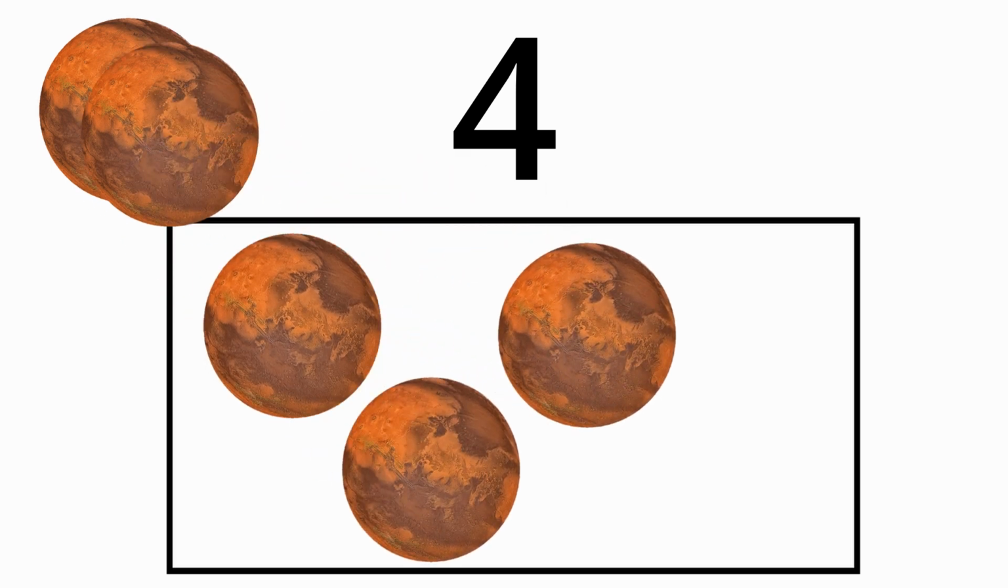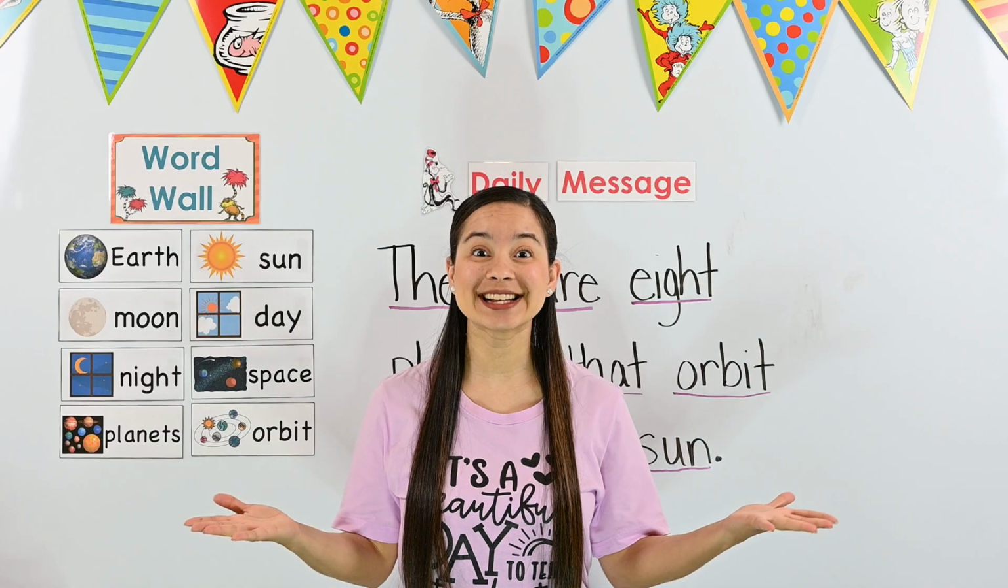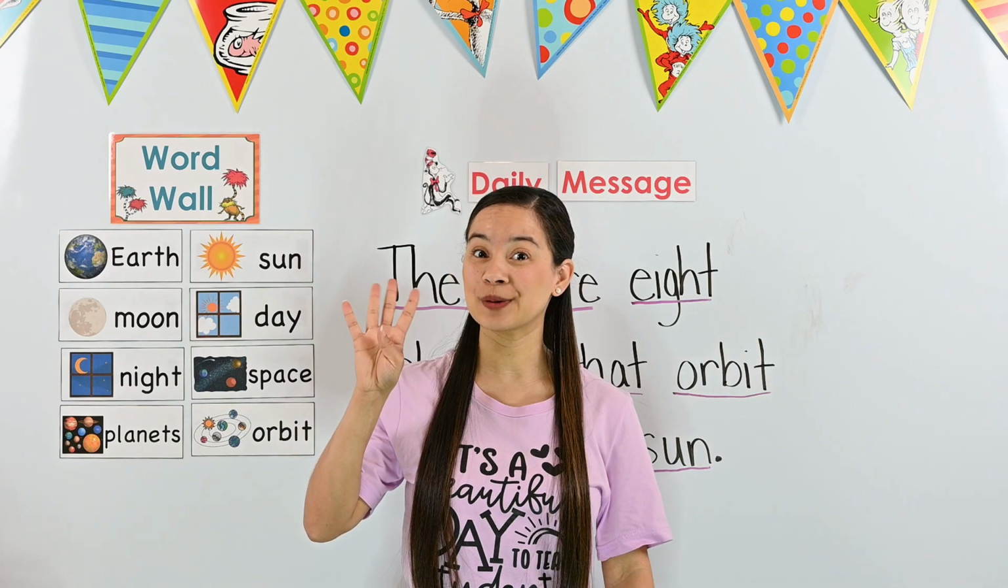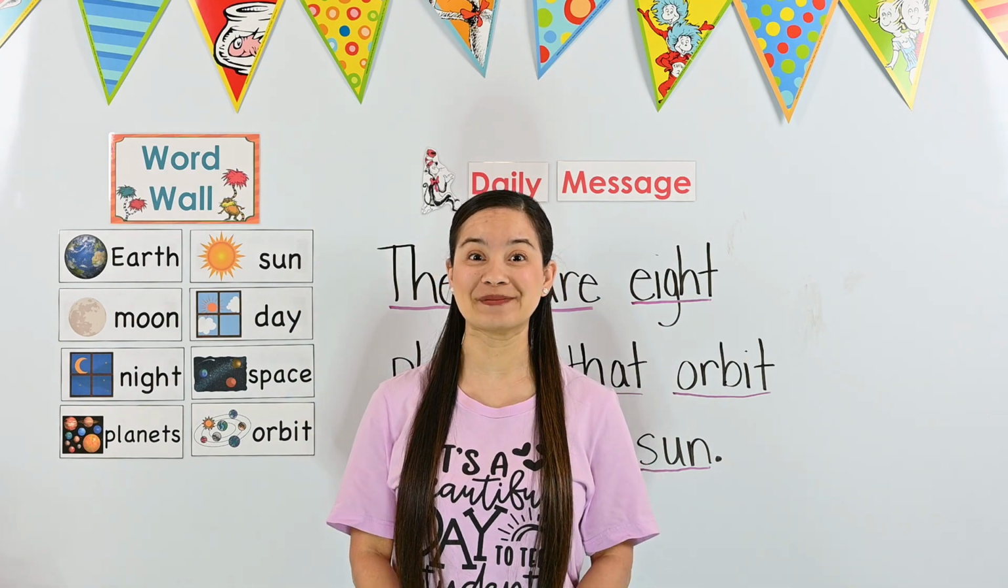Ready? Look, it's the planet Mars. Mars is the 4th planet from the Sun. It's our neighbor because we're number 3. Let's put 4 Mars planets in the box. Ready? 1, 2, 3, 4. Excellent work! You put 4 Mars planets in the box because Mars is the 4th planet.